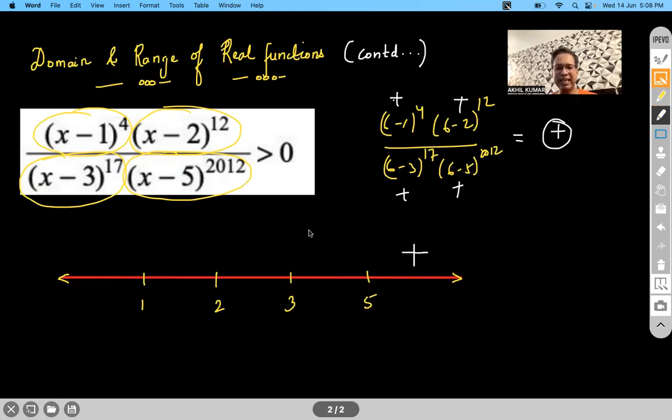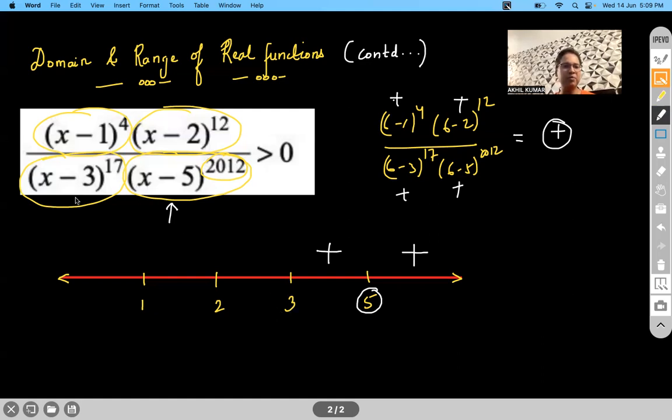Okay. Now, move to the next interval, which is to the left of it. While moving to the left interval, you cross this number 5. This number comes from this factor, and this factor is subjected to a power which is an even number. So 2012 is an even number. So what did I tell you? I told you a simple rule to follow. The rule is if the power is even, then retain the sign. If the power is odd, switch the sign. Correct? So here it is even, so you will retain the sign. So this will also remain positive. Correct? Any questions?